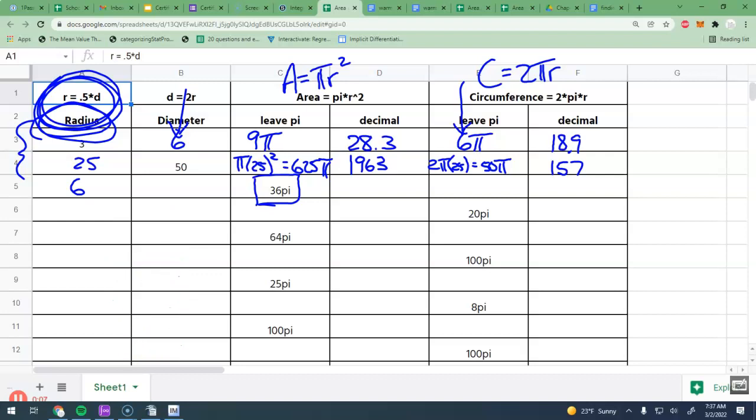Filling that one out. So 6 doubled would be 12. 36 pi, I can just multiply out. It's like 113. This would be 12 pi. And then 12 times 3.14, so this would be like 37.7.